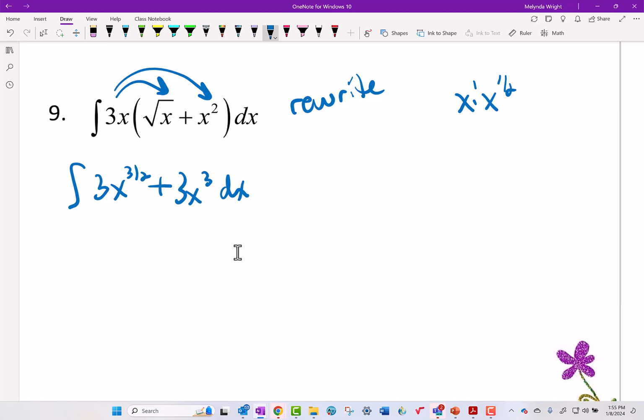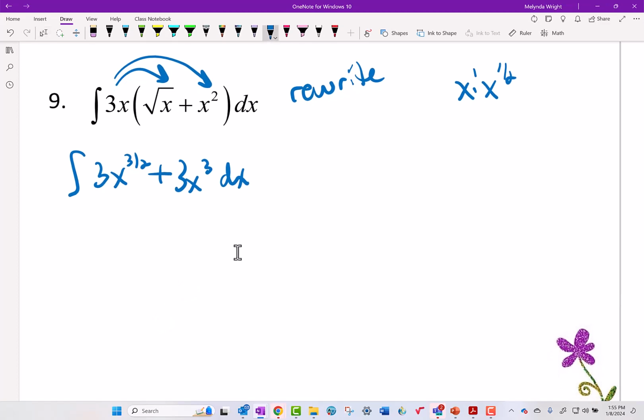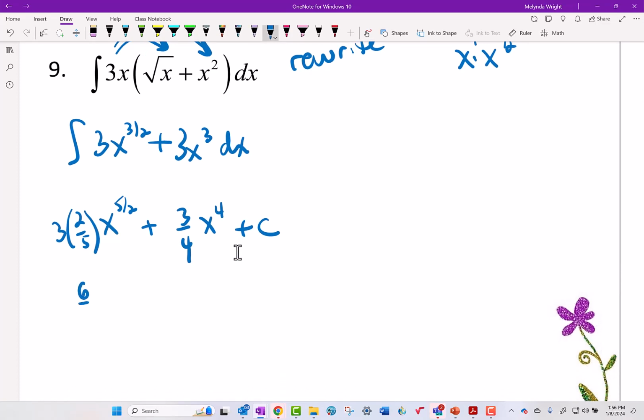You with me? Okay, so now let's do our antiderivative. So I add 1 to 3/2. 3/2 plus 2/2 is what? 5/2, right? Dividing by 5/2 is the same as multiplying by 2/5. Plus, I add 1 to 3 and I get 4. And then I divide by 4. Okay, let's clean that up. We get 6/5 x to the 5/2 plus 3/4 x to the 4th plus c.